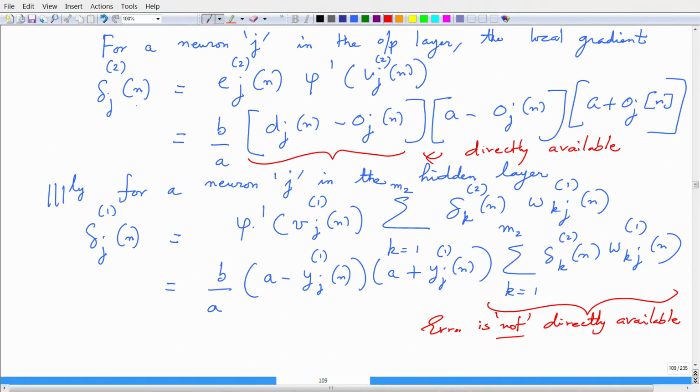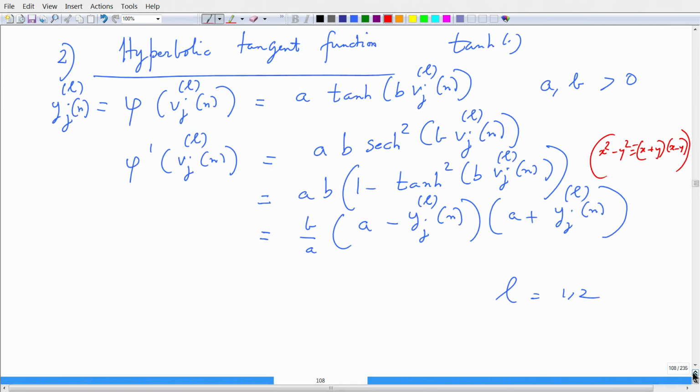So what we have to do is calculate the local gradients for neurons in the output layer as well as in the hidden layer for this activation function, which is basically the tan hyperbolic. So therefore we have to do this straightforward math. So delta j for the output neuron is given by this equation, Ej times the derivative of the activation. Do the straightforward derivative of the activation function using the formula that I wrote earlier.